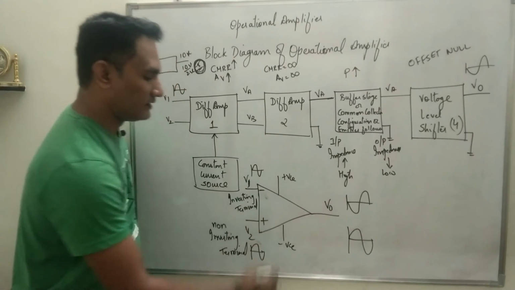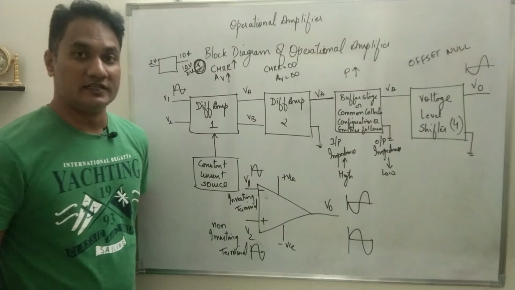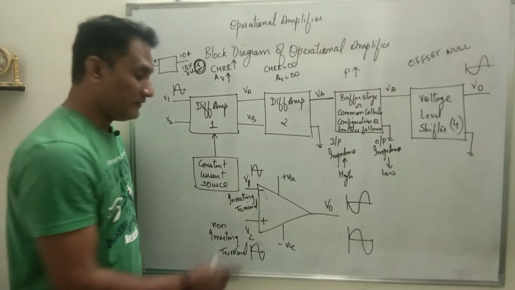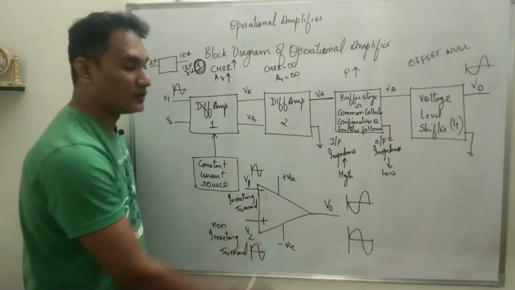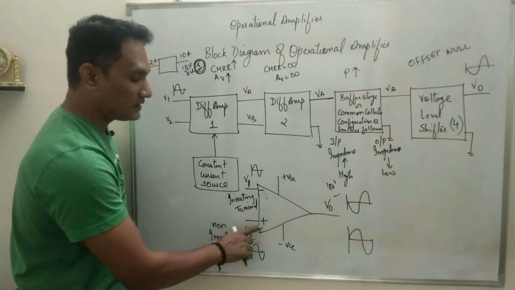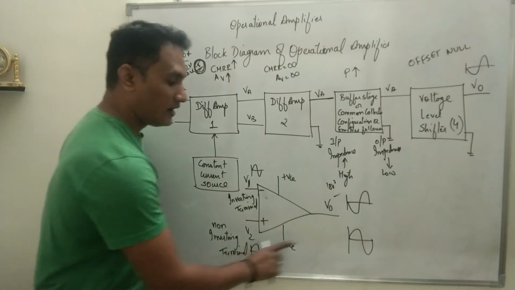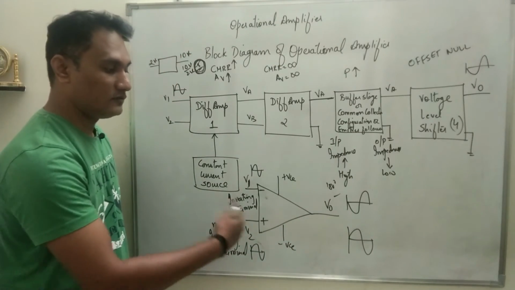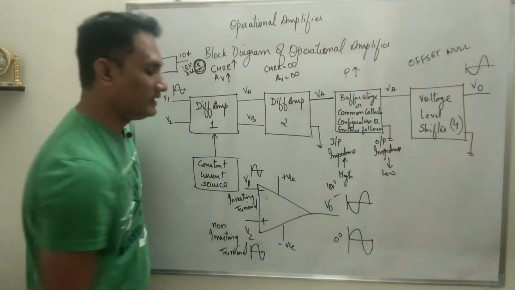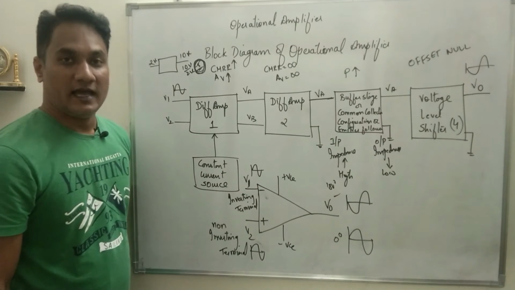So this is a symbolic representation of the operational amplifier. That is how you have to remember. If there is a minus sign on a terminal, that terminal will be inverting, because when input is applied to that terminal, the output will be 180 degrees out of phase. And when input is applied to the plus terminal, which is called the non-inverting terminal, there will not be any phase shift. You give positive, you get positive, you give negative, you get negative. So there will be a 0 degree phase shift. So this is the symbolic representation of the operational amplifier.